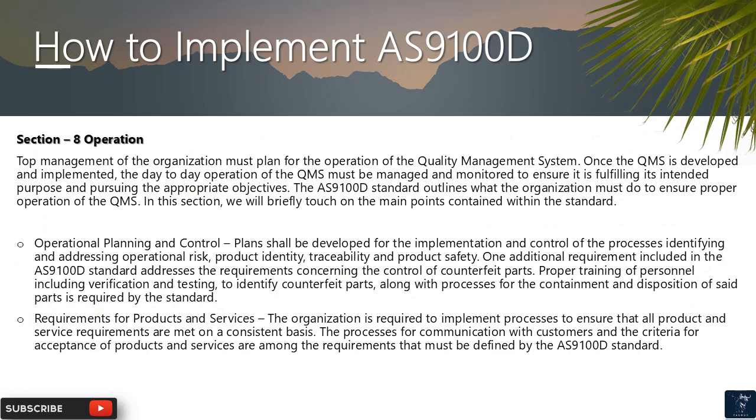Requirements for products and services. The organization is required to implement processes to ensure that all product and service requirements are met on a consistent basis. The processes for communication with customers and the criteria for acceptance of products and services are among the requirements that must be defined by the AS9100 standard.